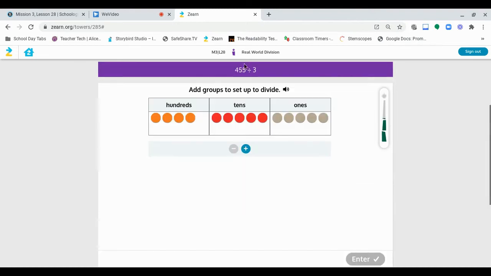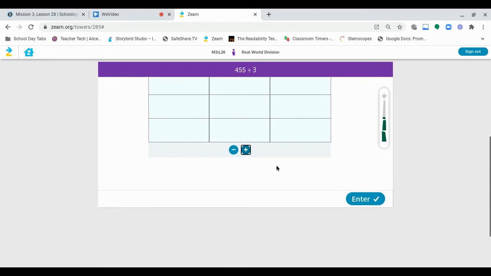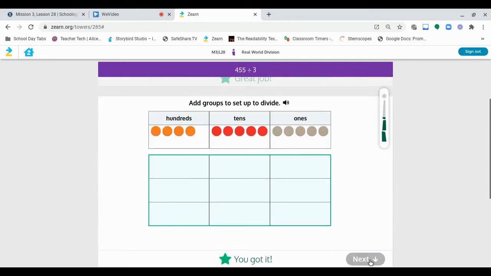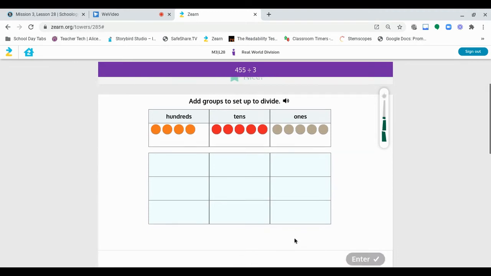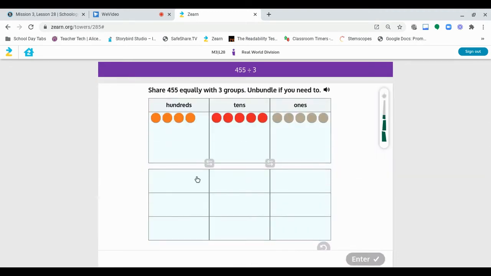Notice I'm dividing by 3 here, just like my student objective said: 2, 3, 4, 5. I have to add groups to set up to divide. Well, I'm dividing by 3, so how many groups is that? That's 1, 2, 3. 3 groups I made. Now we're going to share 455 equally with 3 groups.